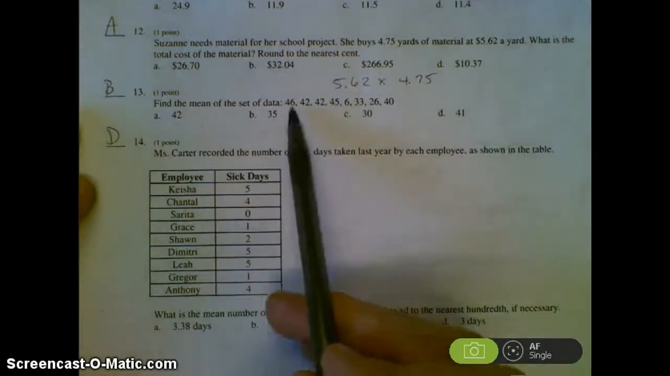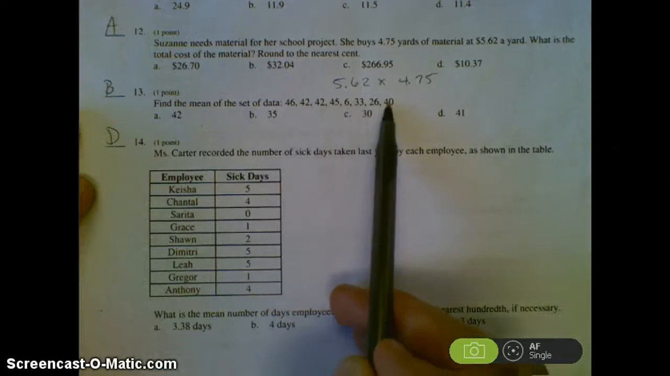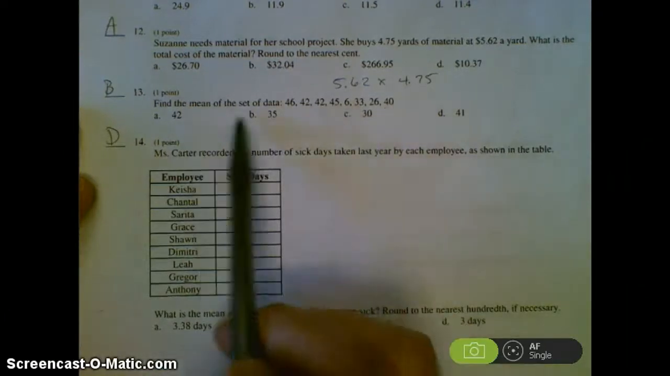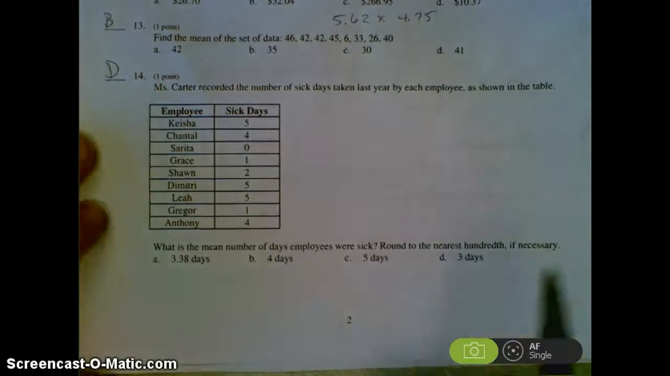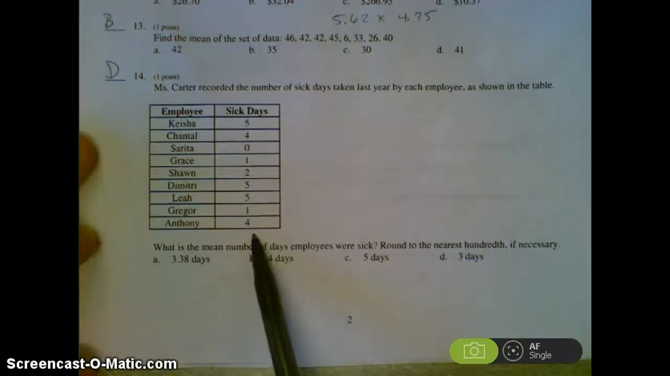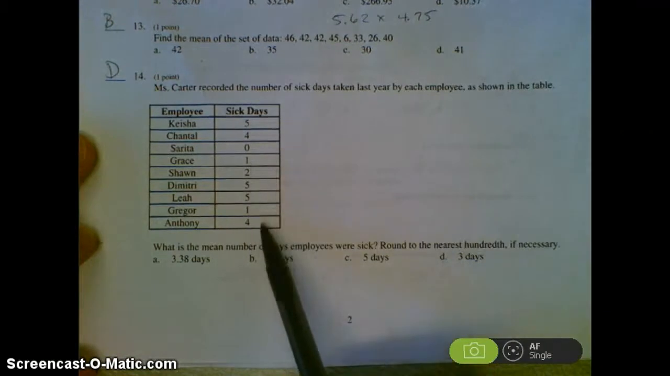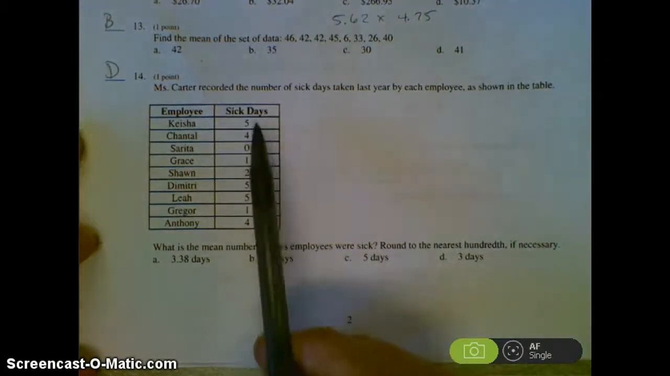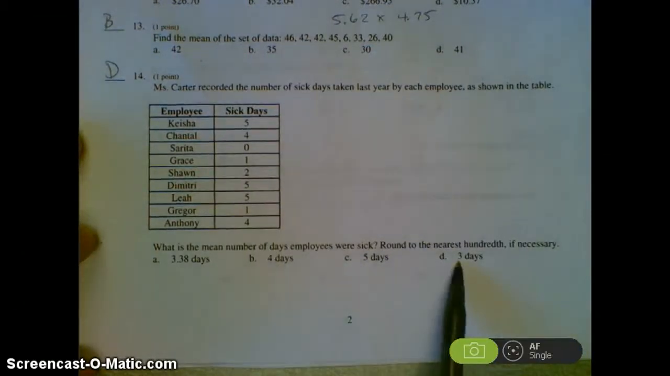Find the mean, so I add all of those up. I divide by 1, 2, 3, 4, 5, 6, 7, 8 of them, and I get B, 35. 14, once again, we're looking for the mean, so I add all of these up, and I divide by 1, 2, 3, 4, 5, 6, 7, 8, 9. And I get D, 3 days.